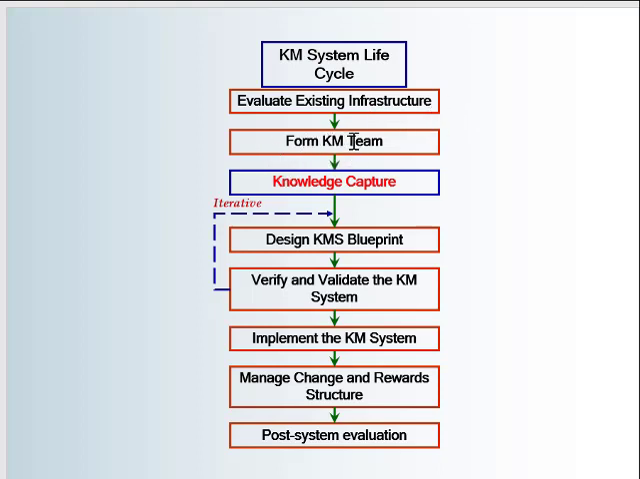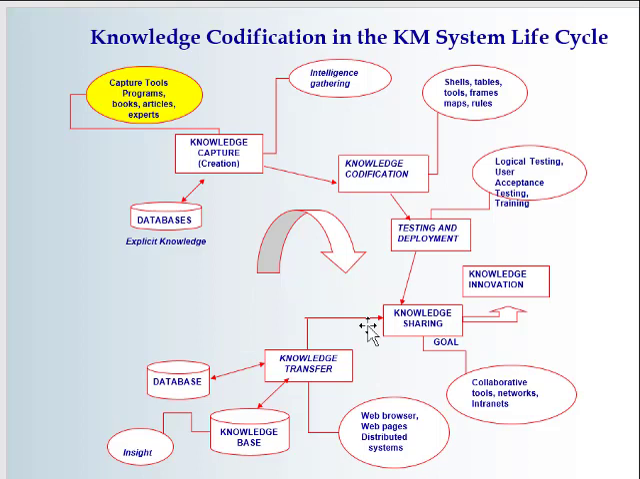Then form the knowledge management team, then you do the knowledge capture, then you build the blueprint of the knowledge management system, then you verify and validate, then you iterate. You repeat the steps to make it perfect and remove all the loopholes. When it's perfect, then you implement the knowledge management system. You manage change and reward structure, then you do the post-system evaluation after implementing the system. So this is another way of looking at it.